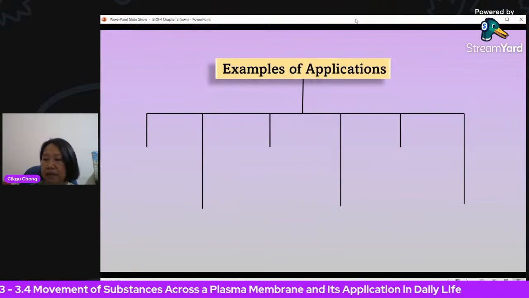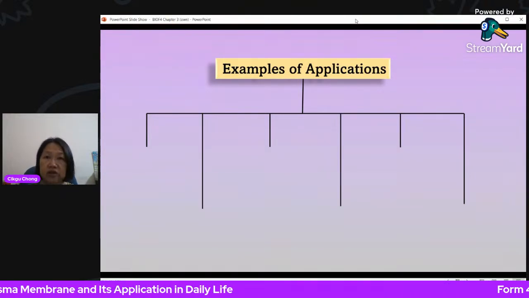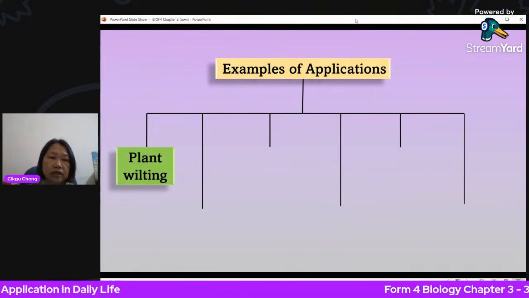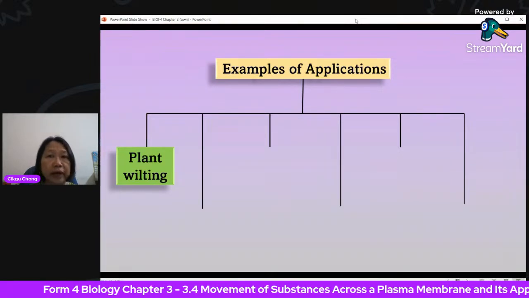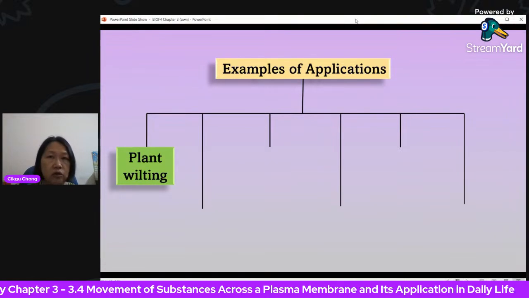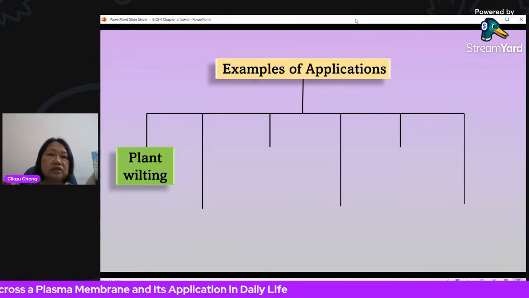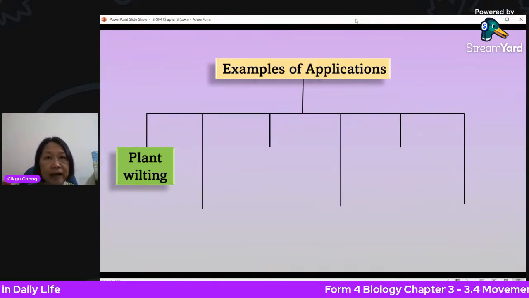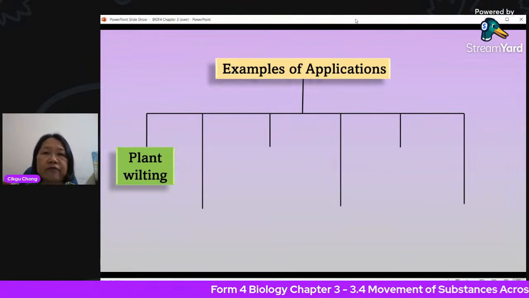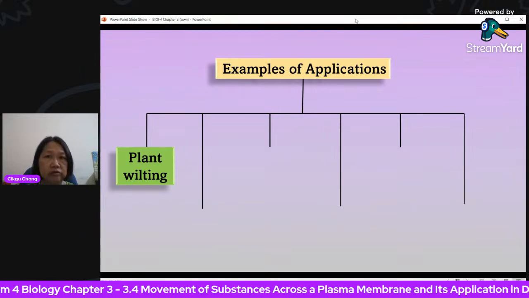Let's look at examples of application. There are 6 examples which you need to know because they are in your textbook. Number 1 is plant wilting, the phenomenon whereby the plant wilts. In BM, we call it layu, or in Mandarin, we call it ku wei. It's because of lack of water. The water has either evaporated too much through transpiration and the plant did not get enough water from the roots, or maybe there are certain things that you did to the plant. You put in too much fertilizer, too high a concentration of fertilizer, that will cause the plant to wilt. Later we will see.